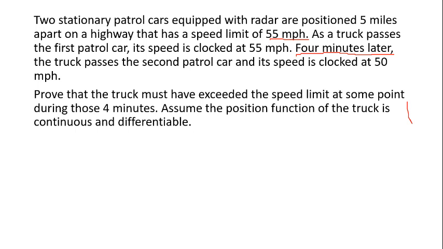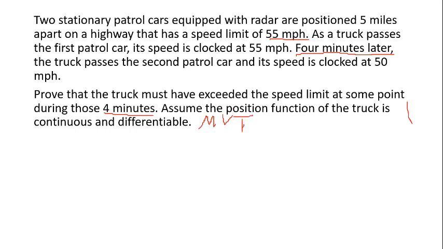So those are his instantaneous rates of change in those particular moments. At the moment he passes the first patrol car, his instantaneous velocity is 55. At the moment he passes the second patrol car, his instantaneous velocity is 50. Now, I'm telling you right now, the truck was speeding. The truck needed to exceed the speed limit at some point in those 4 minutes. The position of the truck along the highway is a continuous and differentiable function, so we don't have to worry about that. But we're going to prove that he was actually speeding, using the mean value theorem.